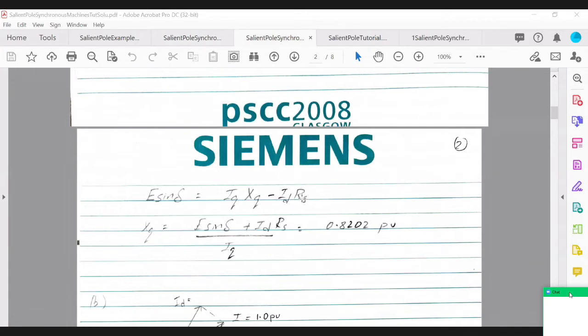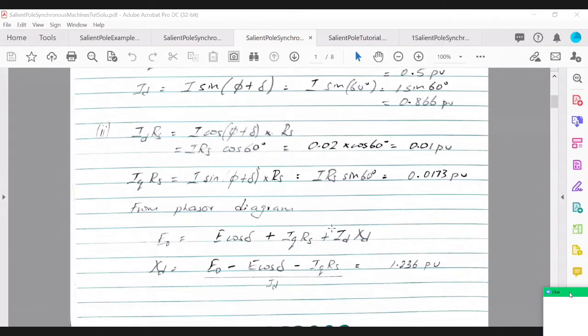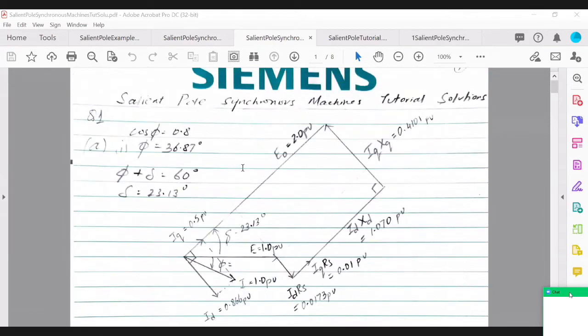Okay, so the reason why we're writing it in terms of IQXQ is we want to determine what is XQ here. Right, again, I've made XQ the subject of formula, and then I've solved for this reactance XQ. Okay, so that's your quadrature reactance of the machine. Okay, and that's the full phasor diagram for the generator operating in lagging power factor mode.